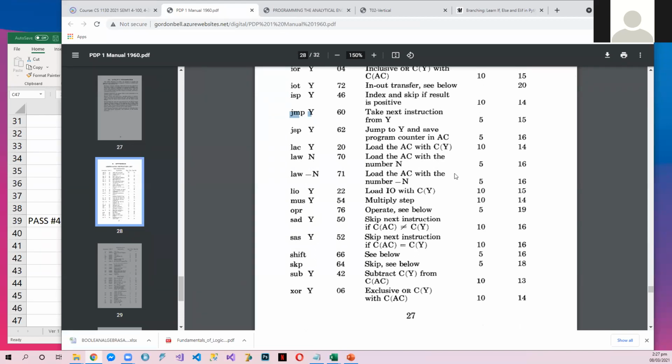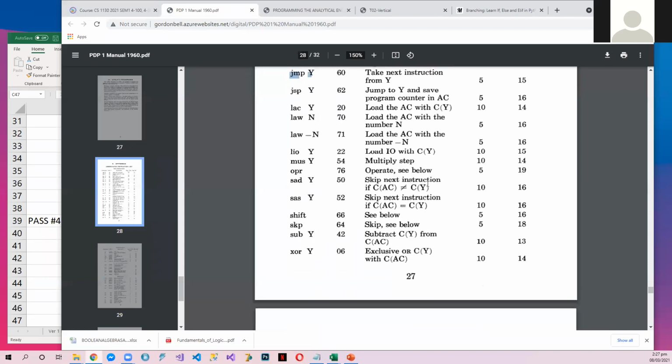Law is load. LAC is load the accumulator. Law n is as an assignment statement, no? Meron siyang assignment statement. Set the number of the AC to a particular value. Okay.